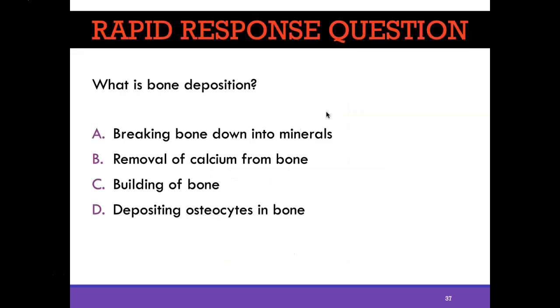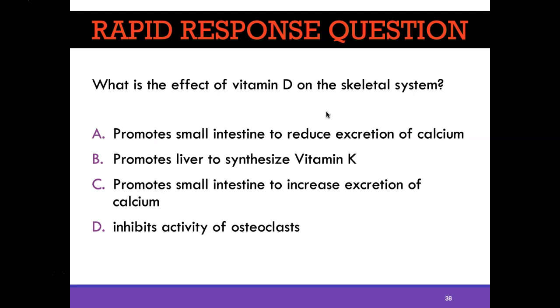So let's answer a few of these rapid response questions. So pause here. The answer is C. Bone deposition is the building of bone. What is the effect of vitamin D on the skeletal system? So pause here. Right, so the answer is A. Right, so vitamin D functions to raise the blood calcium concentration, and it does so by making sure that the small intestine does not get rid of any of that calcium. Right. What is the effect of calcitonin on the skeletal system? So you can pause here.